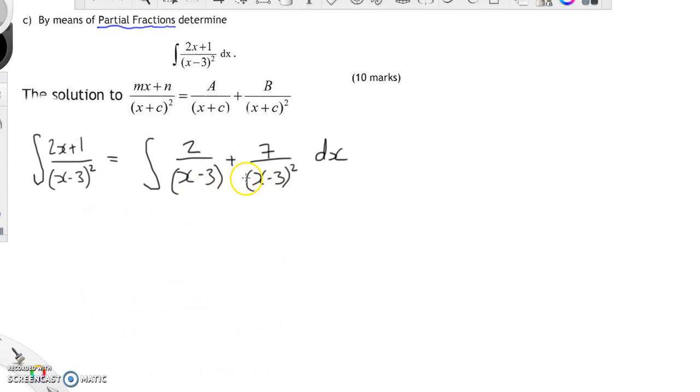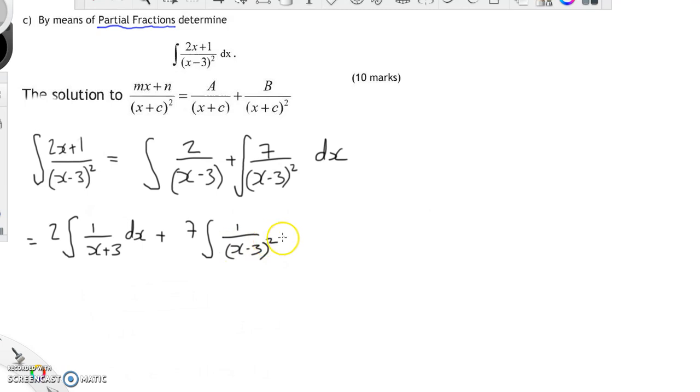And now we just integrate this, so that's the same as 2 separate integrals. So we could write in an integration sign in here, and we could have a dx in there as well if we want, right? So that's equal to 2, we can bring out the 2. It's the integral of 1 over x minus 3 dx plus 7 times the integral of 1 over x minus 3 all to be squared dx.